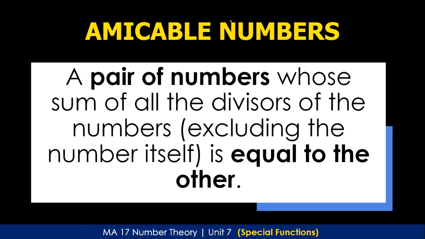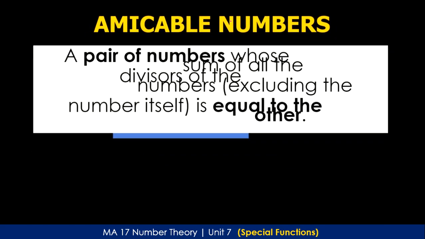Let's have this last one. We have amicable numbers: a pair of numbers where the sum of all the divisors of each number, excluding the number itself, is equal to the other. We call this amicable numbers.